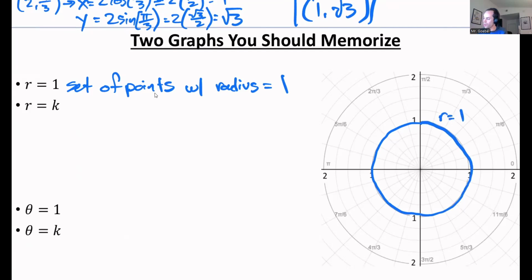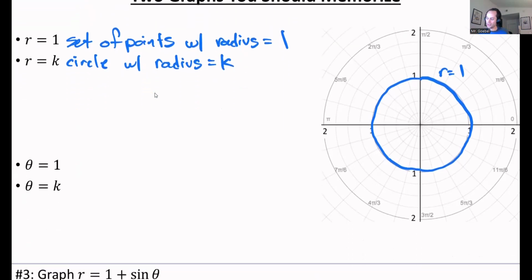That's r equals 1. So in general, r equals a number, r equals k, where k could be anything. k could be 5, k could be 500. This is just a circle with a radius equal to k. We like circles a lot. We use them a lot in polar graphs.